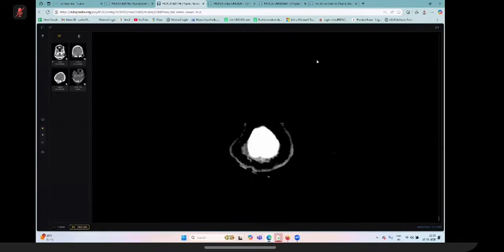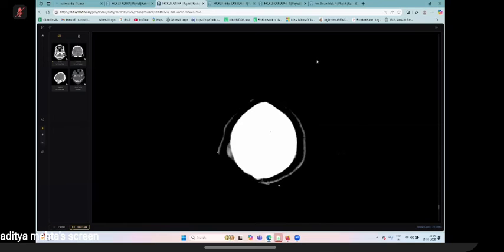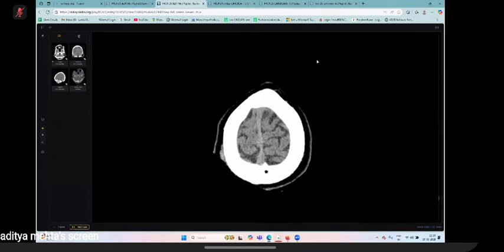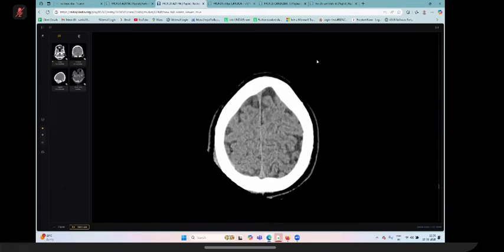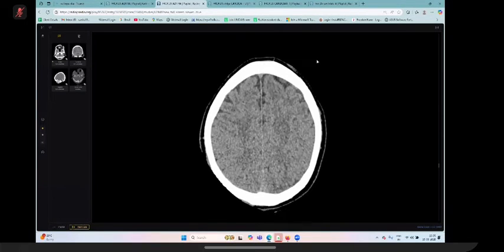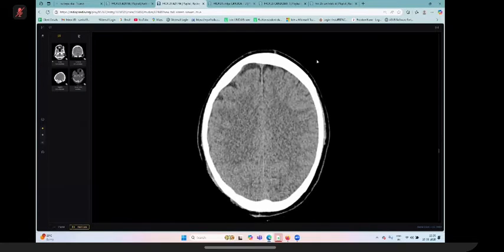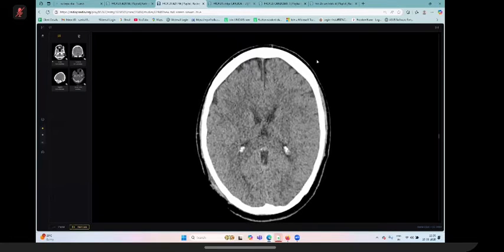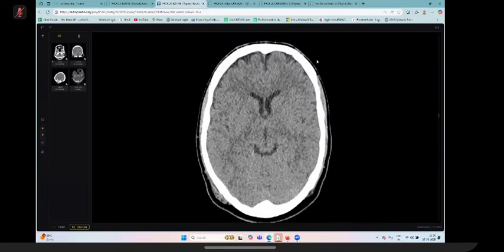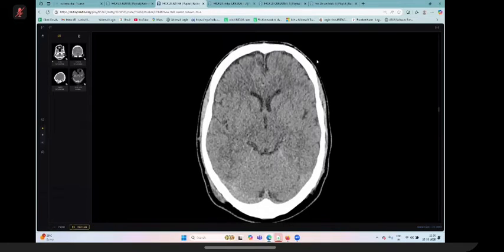In this, I can appreciate that there is a subgaleal hematoma in the vertex region of the skull, and there is some effacement of sulci and gyri in the right parieto-temporal region.